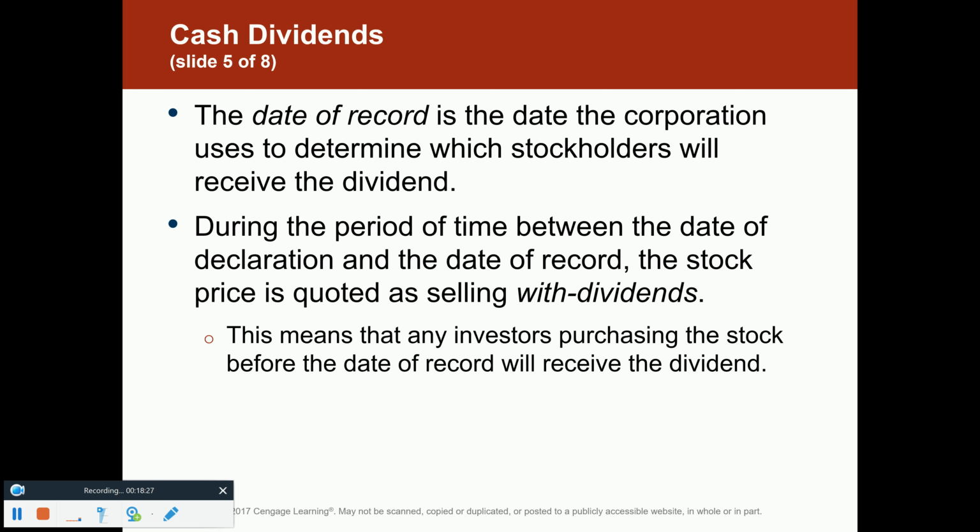The second date is the date of record. The date of record is the date the corporation uses to determine who is going to receive the dividend. Because remember, shares of stock are traded all the time. So whoever owns the stock at the close of business on the date of record will be the ones that actually receive the dividend.